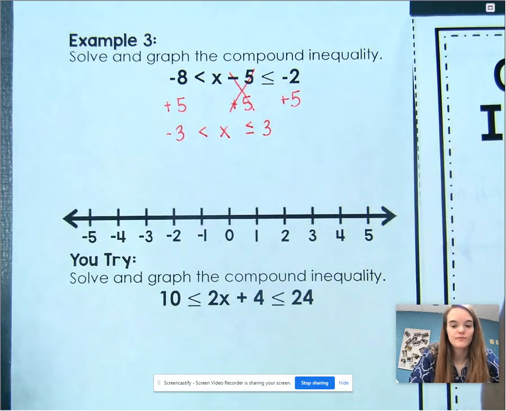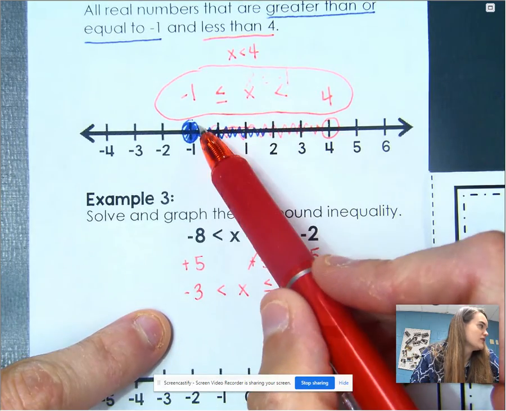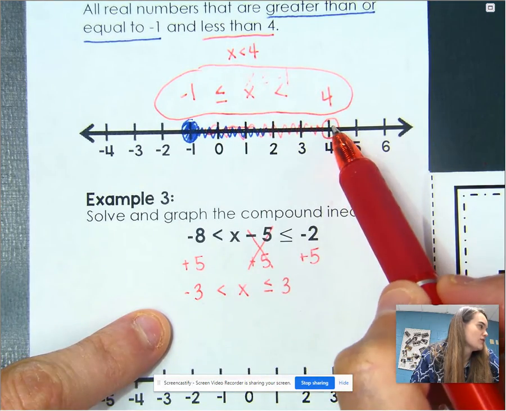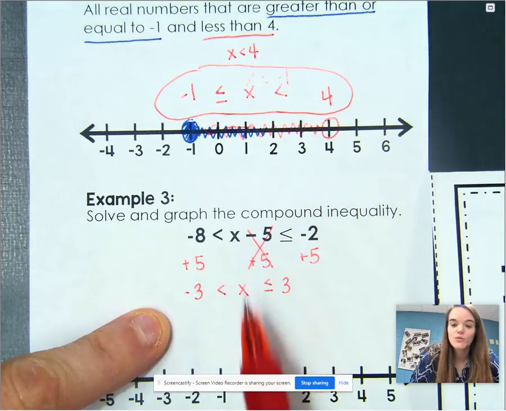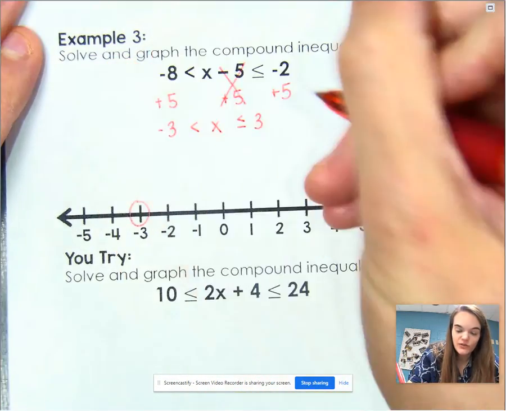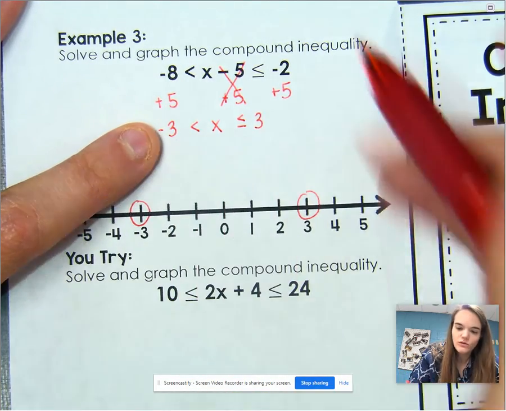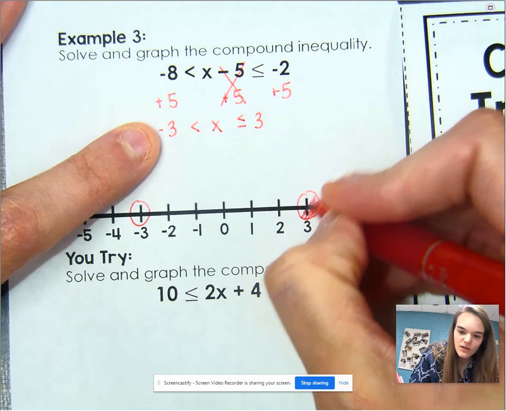Now I'm going to graph. Just like we did up here, notice how this is circle on -1, circle on 4, and shade in between. We're going to do the same thing here. Circle -3, circle +3, open circle, close circle. So I need to close this one, and shade in between.